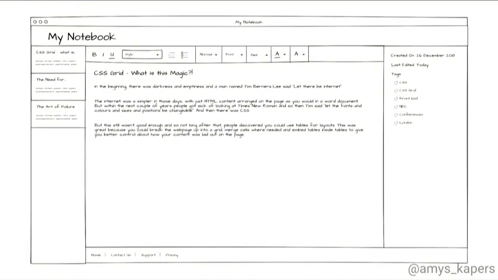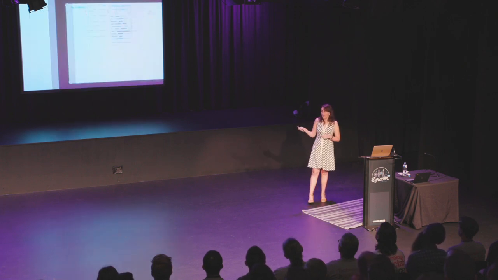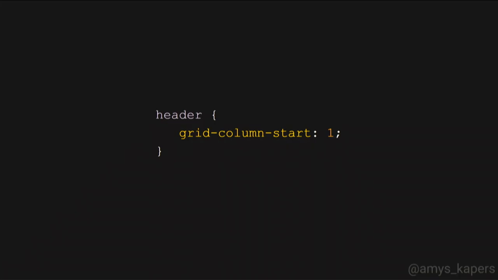So now we want to assign each of our elements where they should be sitting inside the grid. We're going to start off with the header, and there's several ways to do this. This is where it's really useful because grid numbers each of the lines in the grid, so we can define which lines we want the header to go from and to. If we have a look at our grid, each of the lines are numbered from 1 to 6. So we want our header to start at 1. So we say grid column start 1.